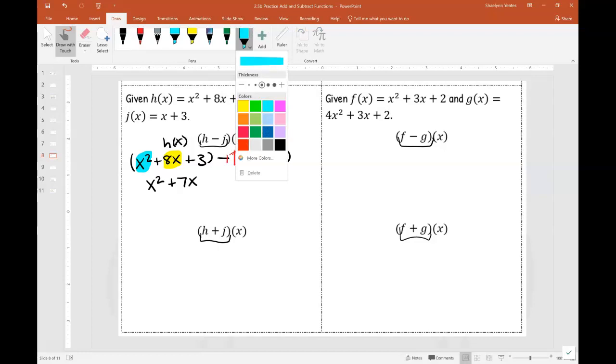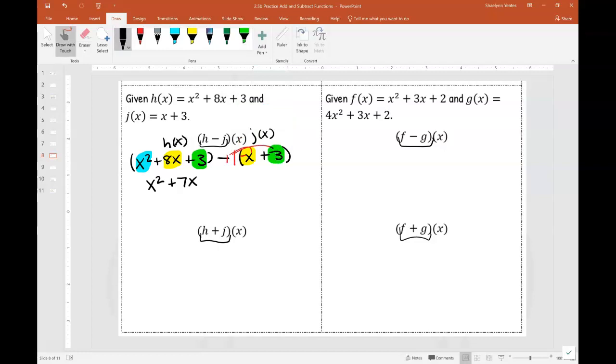Well, 8x minus x is a positive 7x. And then our last piece is this 3, and we have plus negative 3, and that's just 0. So our answer ends up being x squared plus 7x. So let's see what happens when we add these like terms now. So we've got h plus j.